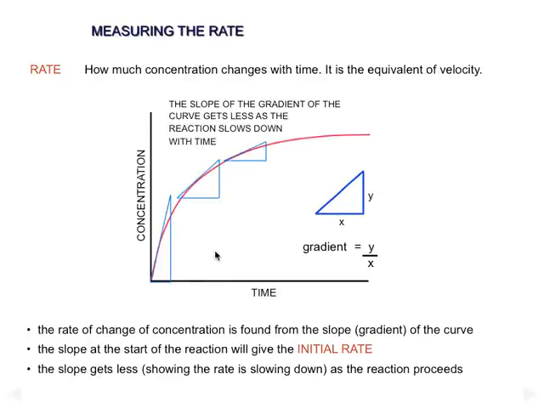From math class, if we look at this curve, we can get the instantaneous rate by drawing a tangent to a point on that curve and calculating the slope of that tangent line. The slope at the start of the reaction is going to give us the initial rate of reaction, and we're going to find that that is the one that we typically look at. And the slope gets less as the reaction proceeds because the amount of reactants is decreasing. So the slope is the change in concentration over the change in time.